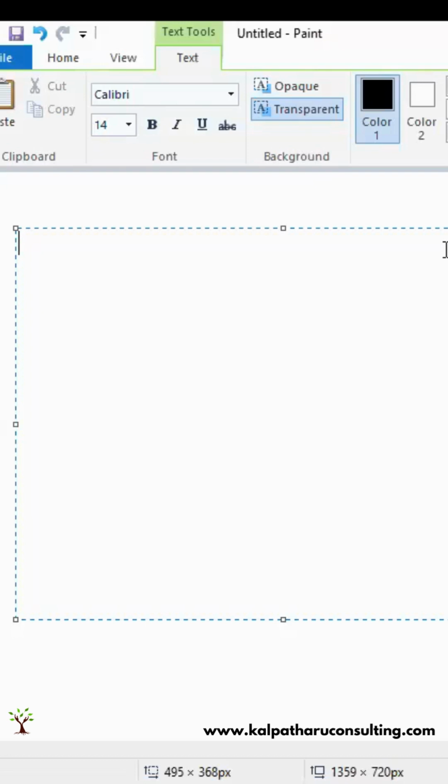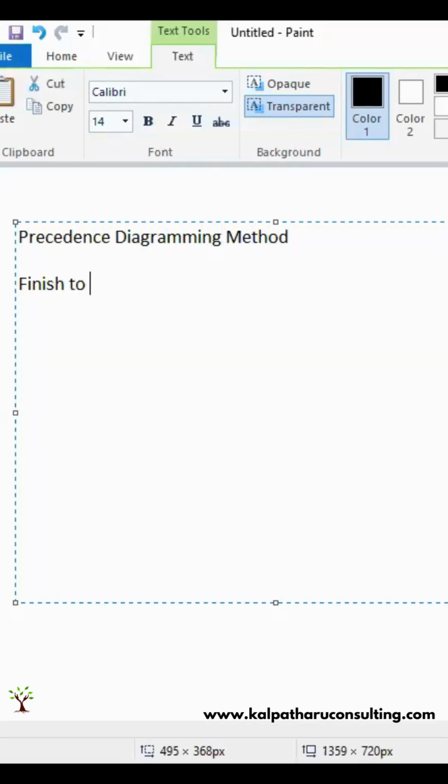Relationship between the predecessor and the successor is called the precedence diagrammatic method. How this is done, let us see. One type of relationship is called finish to start, where the first represents the predecessor, the second represents the successor. In short, we can call it FS.